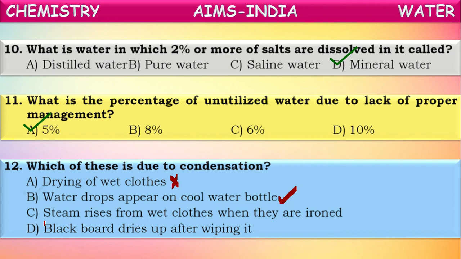So this is correct. What about the next one given? Steam rises from wet clothes. So steam means water vapor.